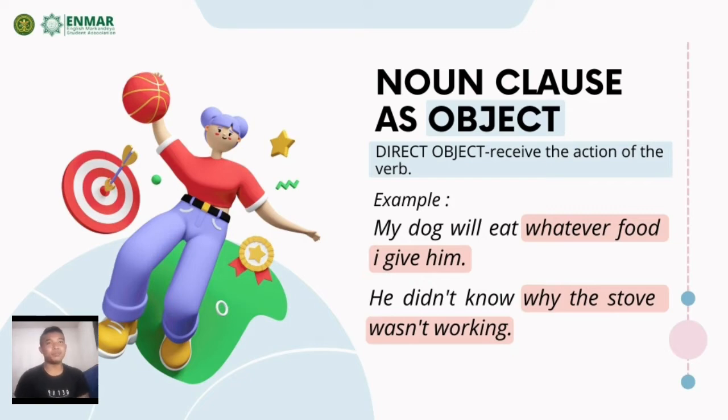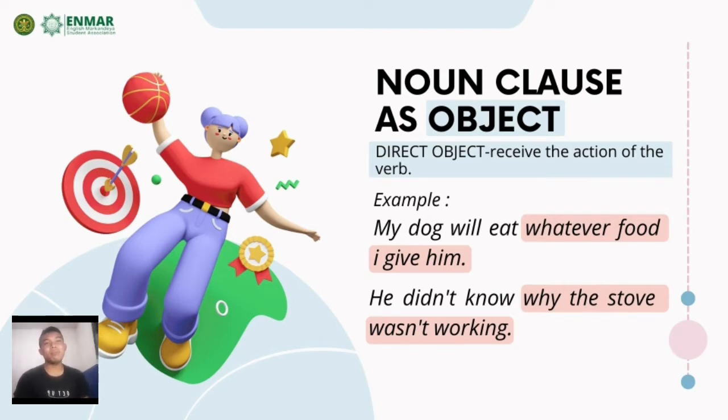For the first example, my dog will eat whatever food I give him. It's easy to spot the noun clause because it comes after the word whatever, the highlighted words: whatever food I give him. As I stated before, a noun clause as a direct object receives the action from the verb in the sentence. In this case, the food that I give to the dog receives a direct action from the verb eat, as it will be eaten by the dog.